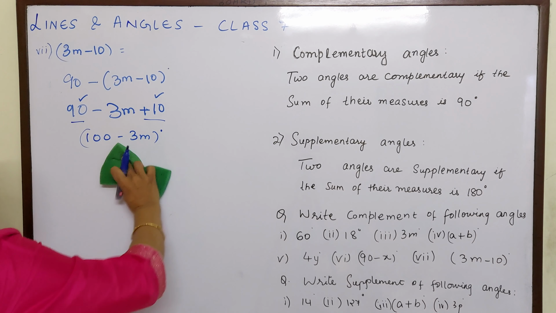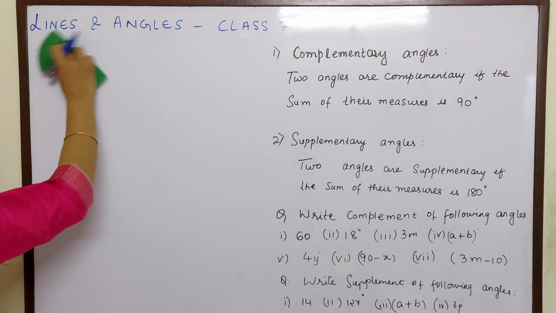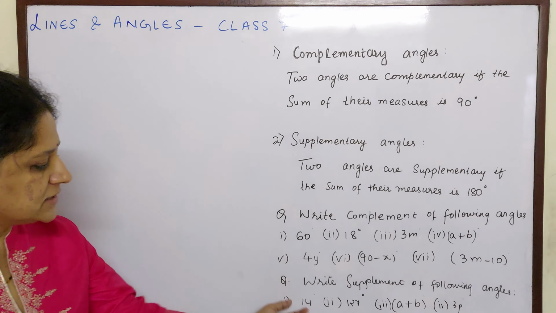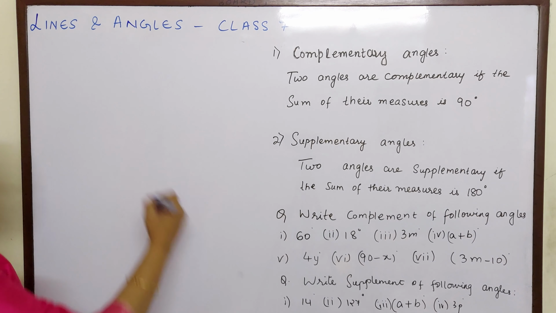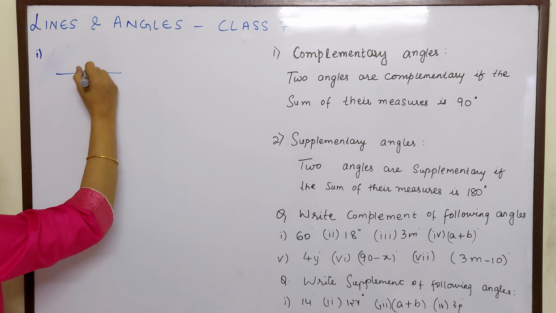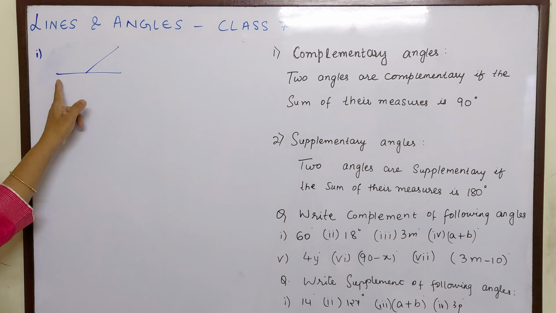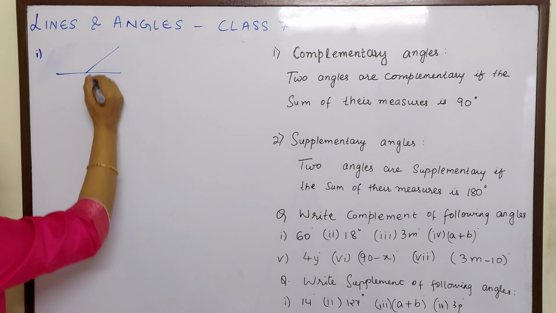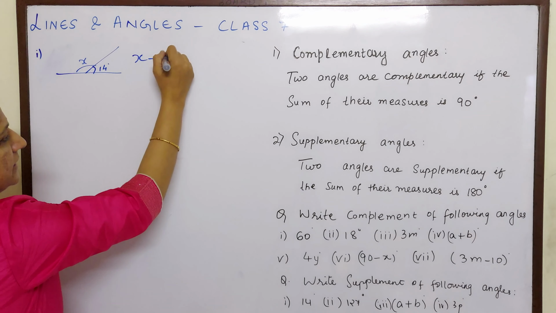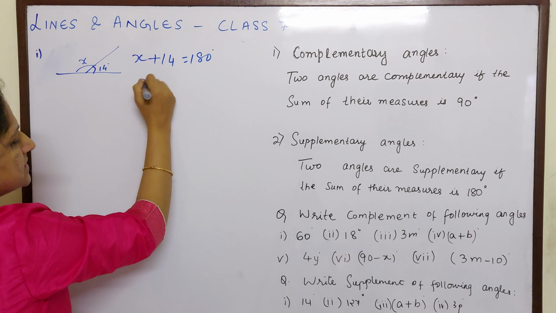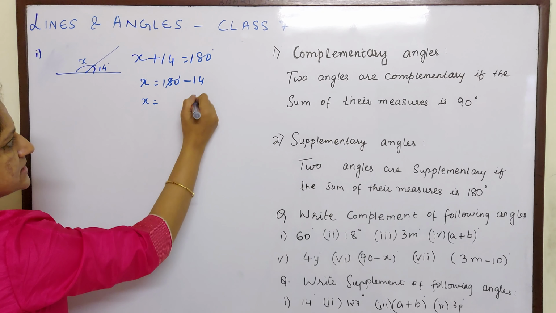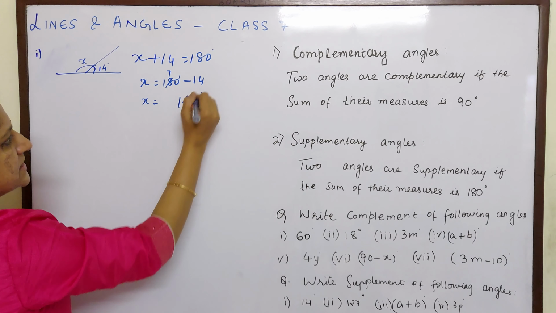Now let us go to the supplement. The sum of the measures of supplementary angles is 180. Usually supplementary angles form a straight line because it is 180 degrees. So what is the supplement of 14 degrees? x plus 14 will give you 180. So x is equal to 180 minus 14. 10 minus 4 is 6, 7 minus 1 is 6, so 166 degrees.